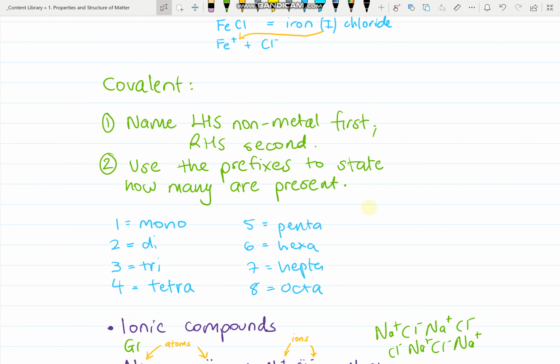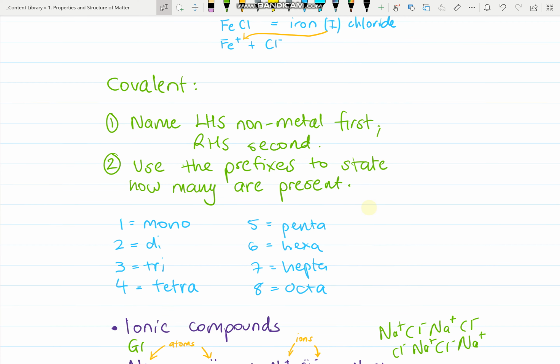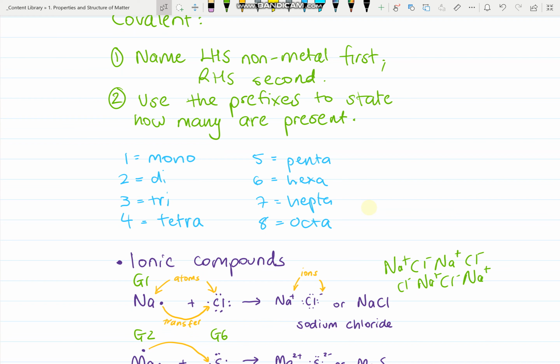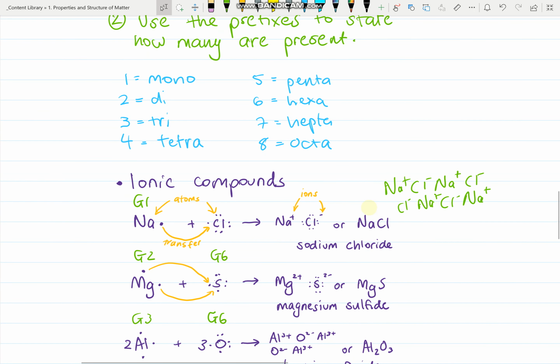For covalent, you're going to just name the left-hand side non-metal first, right-hand side second, and then use prefixes to state how many are present. Mono, di, tri, tetra, penta, hexa, hepta, octa. 5 and beyond is just shapes, so it's not too hard.